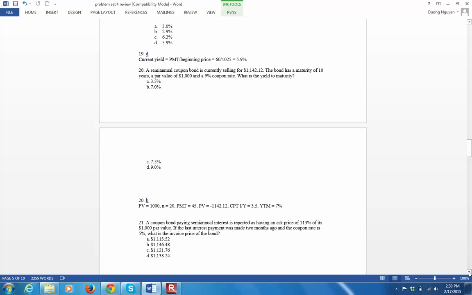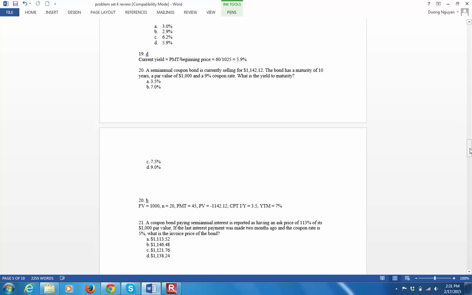Time is 10 years, but semi-annual, so n is 20. Coupon payment is 9% for 1 year. For 6 months it is 4.5%, so the coupon payment for 6 months is $45. So put in the calculator, you will get IY is 3.5, but now the question is asking the yield to maturity, which is the annual rate. So you have to multiply 3.5 by 2, so the yield to maturity is 7%.